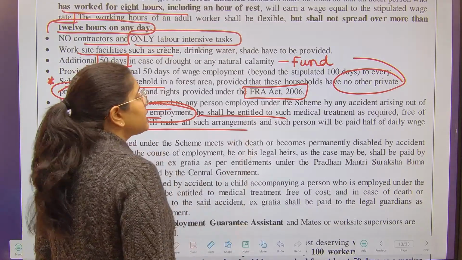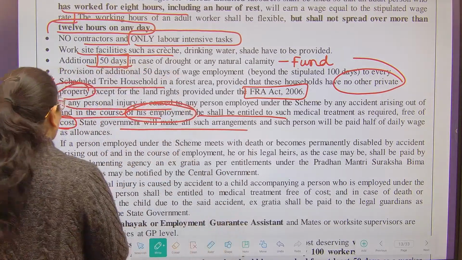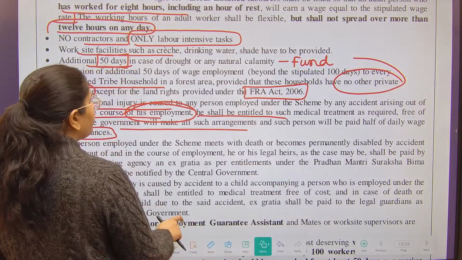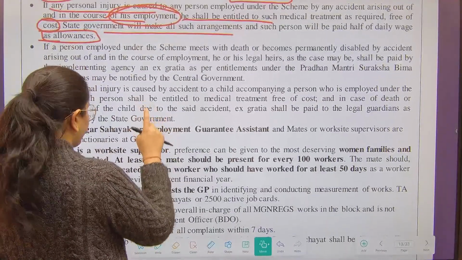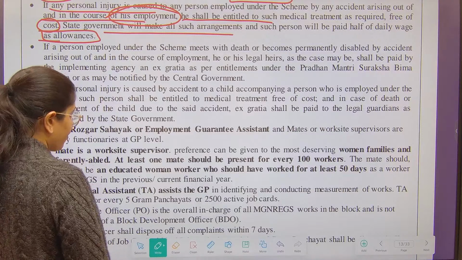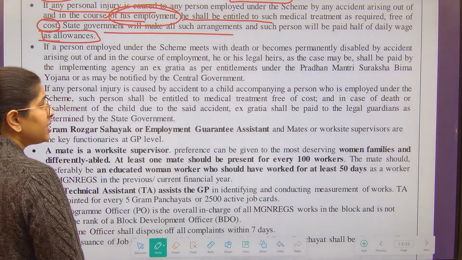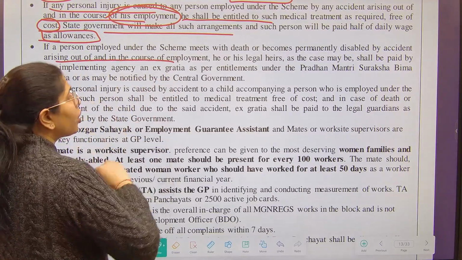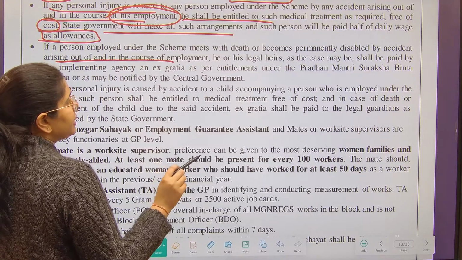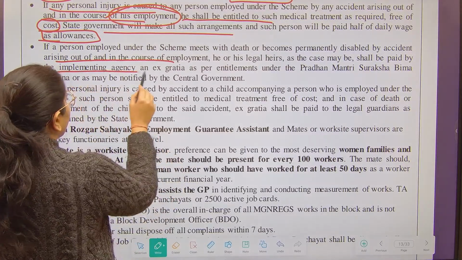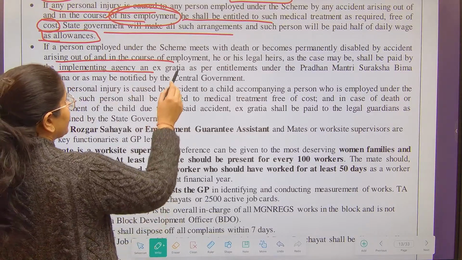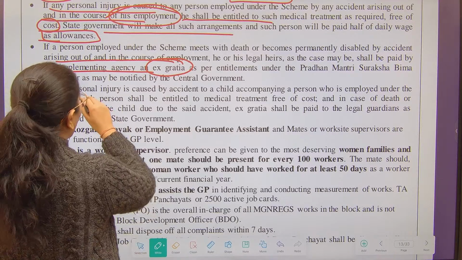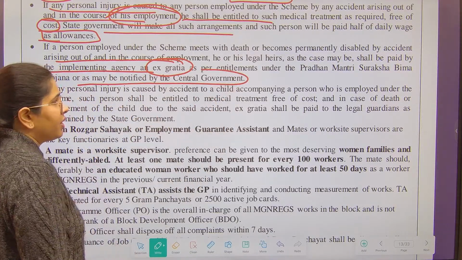State government will make all such arrangements, and such person will be paid half of the daily wage as an allowance. So if you have got hurt at the site while working for the government scheme, then government is going to take care of you. If a person employed under this particular scheme meets with death or becomes permanently disabled by an accident arising out of the employment, then he or his legal heirs, as the case may be, shall be paid by the implementing agency an ex gratia as per the entitlements under Pradhan Mantri Suraksha Bima Yojana, or as may be notified by the central government.